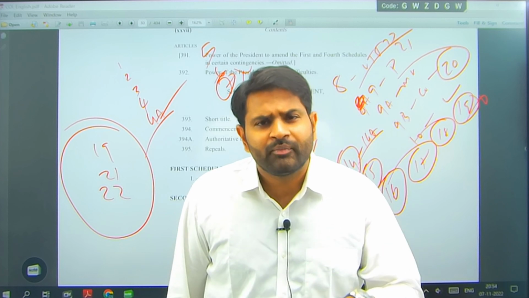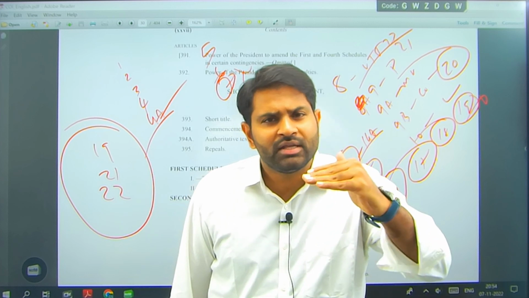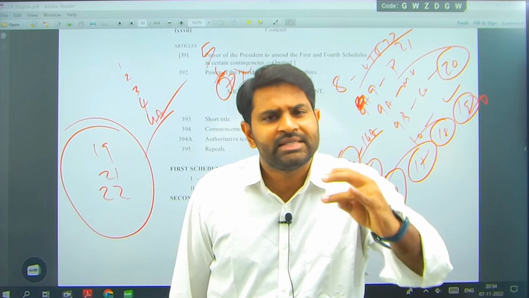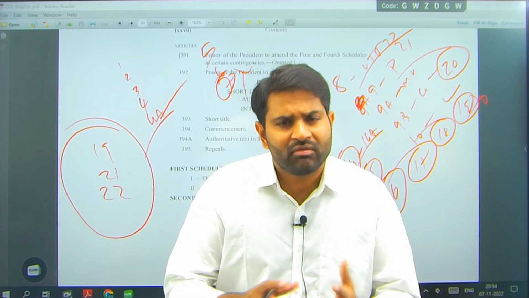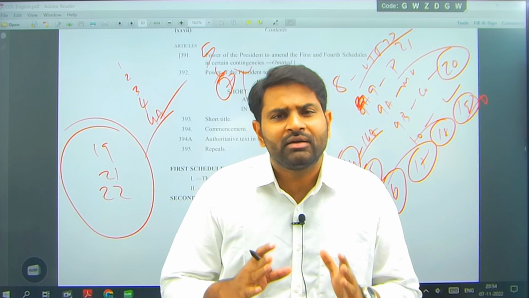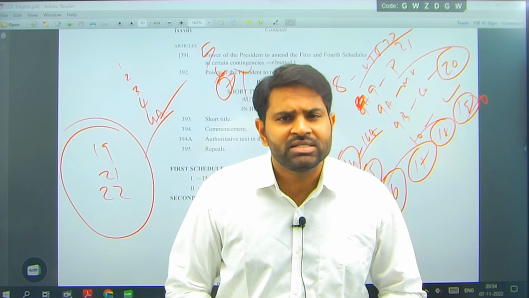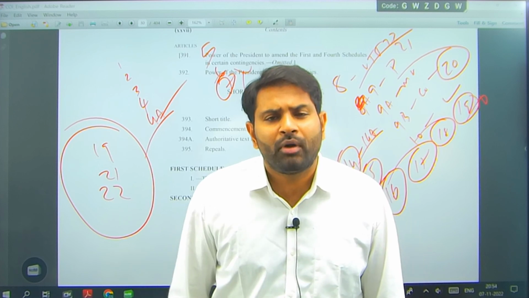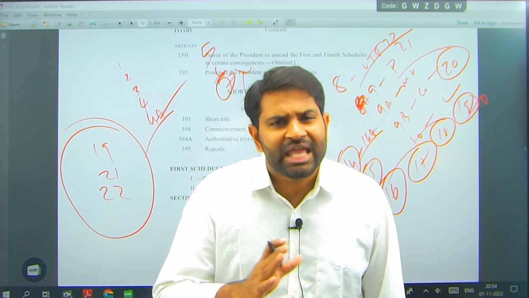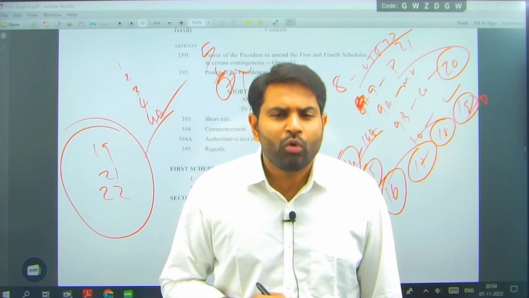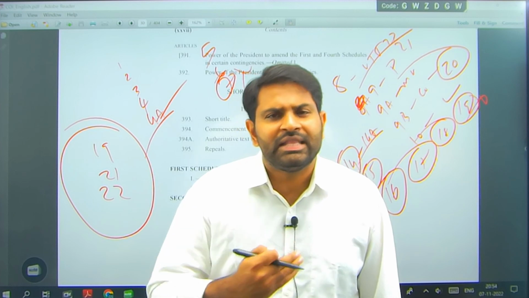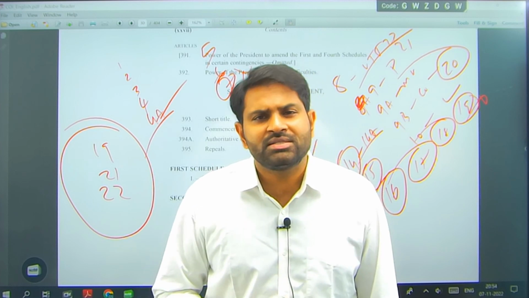So this is done. I'll repeat once again. Fifth part is union government. Sixth part is state government. Similarly, seventh part is omitted. Eighth part, we are talking about union territories. Ninth part, we are talking about panchayats. 9A, municipalities. 9B, cooperative societies. 10th, scheduled areas.